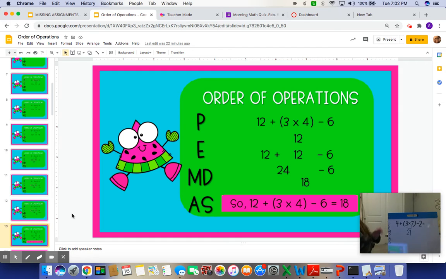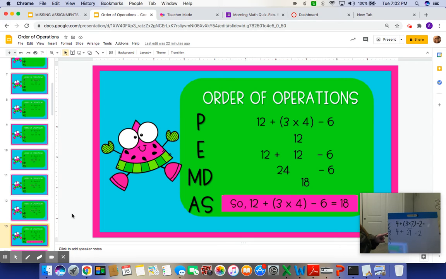So again, I'm going to write that answer down, and I'm going to bring my other numbers down too. I'm going to put the 4, the plus sign, the minus, and the 2. Now, I've already done parentheses, so I'm going to cross that out. The next thing is exponents. We do not have any exponents in this problem, so I'm going to mark that out.